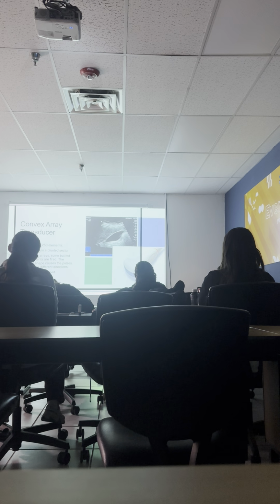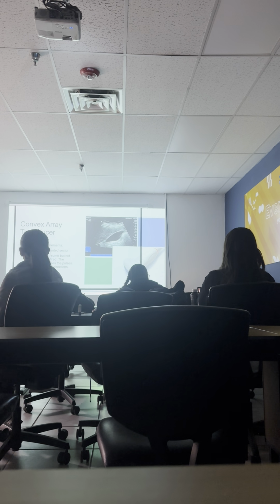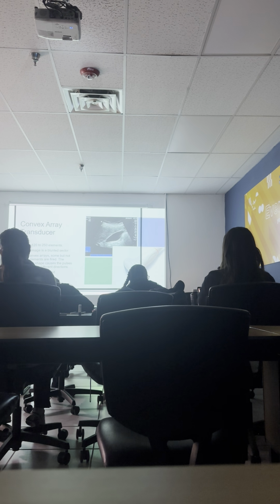Okay, we have a convex array transducer. What is this? A ladder. Very good. So it has 120 to 250 elements. The image is a blunted sector.